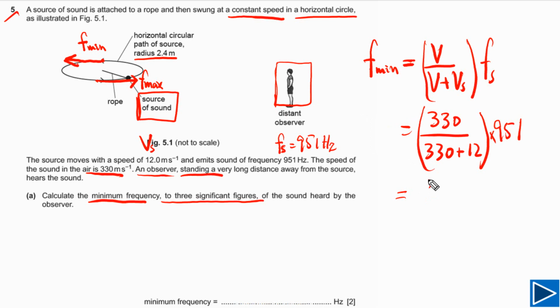In this case, our answer is 917.6 hertz. But the question is asking us to write our answer using three significant figures, meaning our answer must have three significant figures. So we can write our answer as 918 hertz. So this is our final answer, and it has three significant figures.